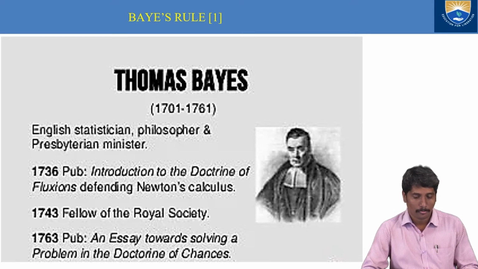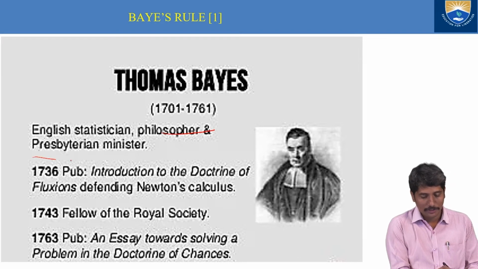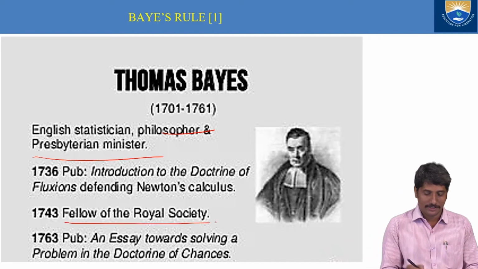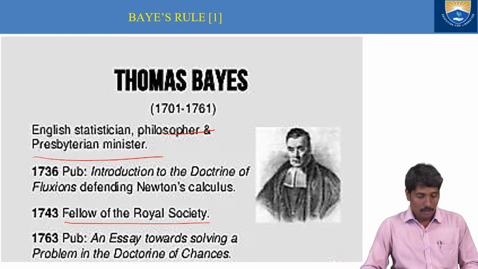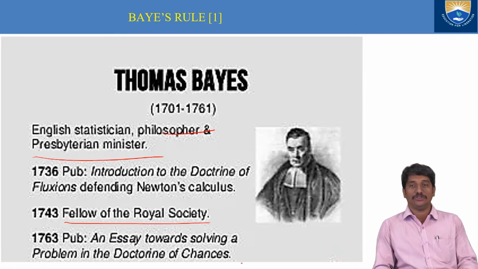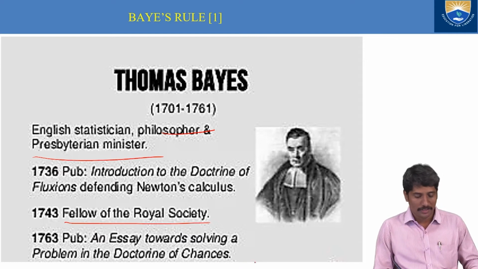take a chance to mention the greatness of Thomas Bayes, who is the person who introduced Bayes' law to the world for the first time. Thomas Bayes, English statistician, philosopher, and Presbyterian minister. And he published a book, Introduction to the Doctrine of Fluxions, defending Newton's Calculus, which is a very, very noteworthy contribution. And he received the Fellow of the Royal Society in the year 1743. In 1763 an essay towards solving a problem in the doctrine of chances, which is also very, very famous work done by Thomas Bayes.